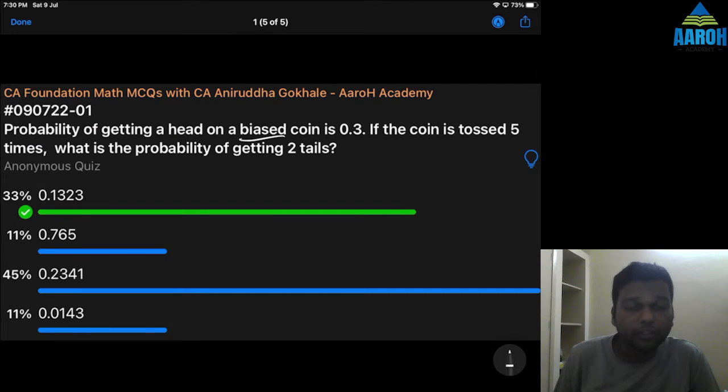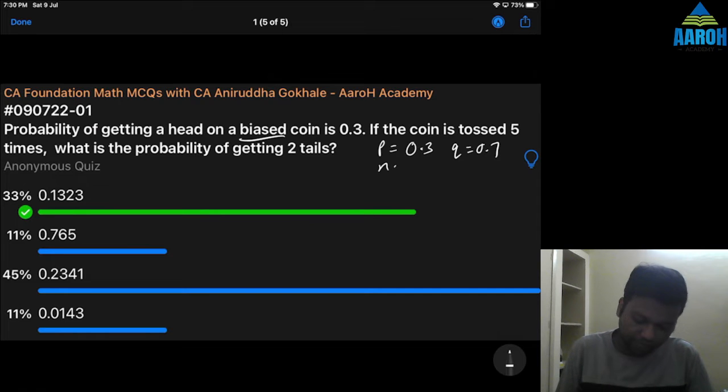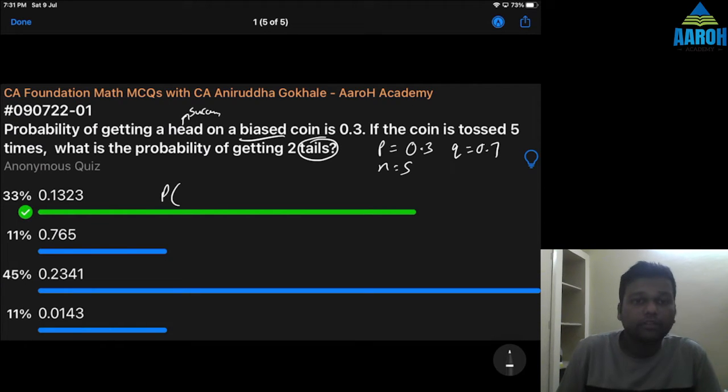So this is a question of binomial distribution, right? Probability of heads, let's call it success, is 0.3. Probability of failure is 0.7. And n is 5. We want probability of 2 tails, but we are calling heads as success, right? So 2 tails means we want 3 heads, so we want 3 successes.